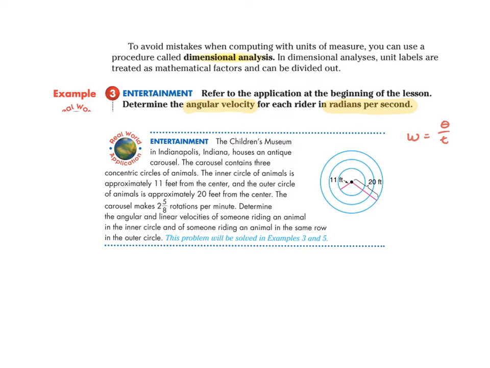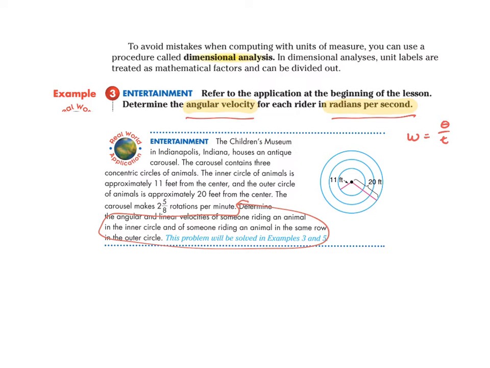So here's the story. The Children's Museum in Indianapolis, Indiana houses an antique carousel. The carousel contains 3 concentric circles of animals. The inner circle of animals is approximately 11 feet from the center, and the outer circle of animals is approximately 20 feet from the center. The carousel makes 2 5/8 rotations per minute. And then the rest of this is just asking us to do what the question already asked, which is to find the angular velocity in radians per second.